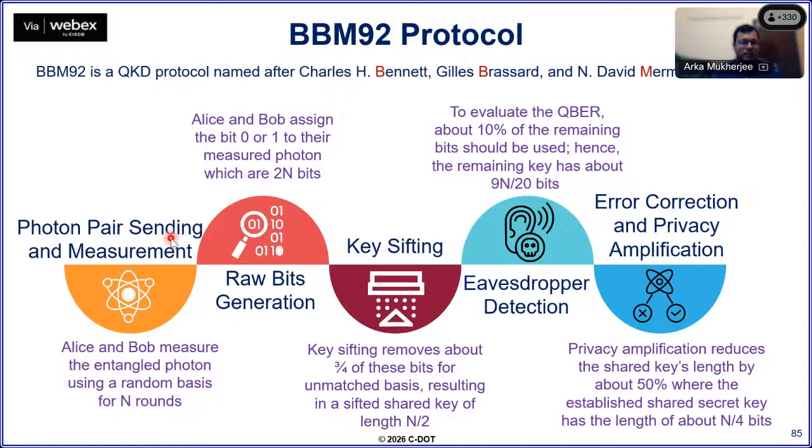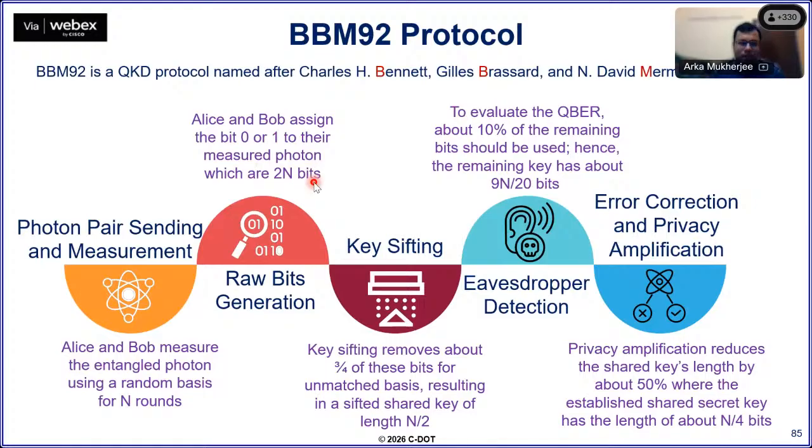Then Charlie will send one part of the photon pair to Alice and the other part to Bob, where they will measure. Suppose they are generating n photon pairs, so they will send them to Alice and Bob, and they will get 2n bits. Okay, n pairs means 2n bits.